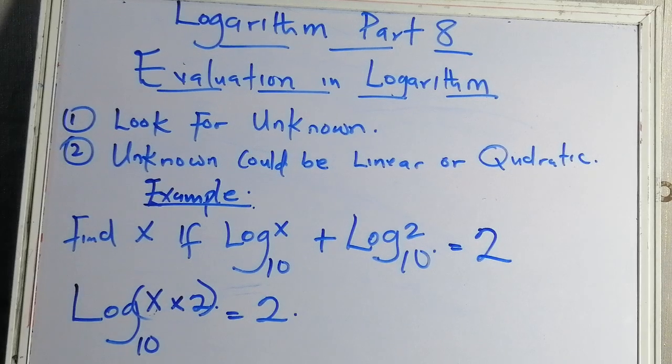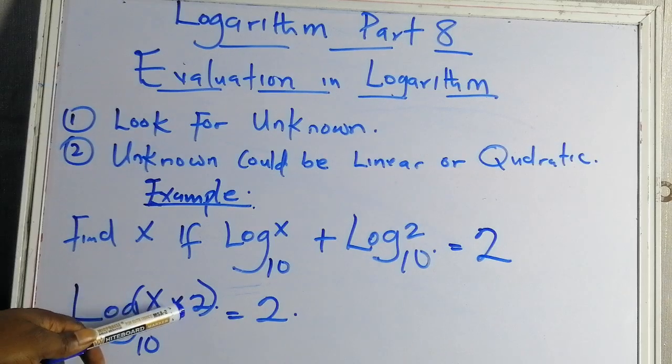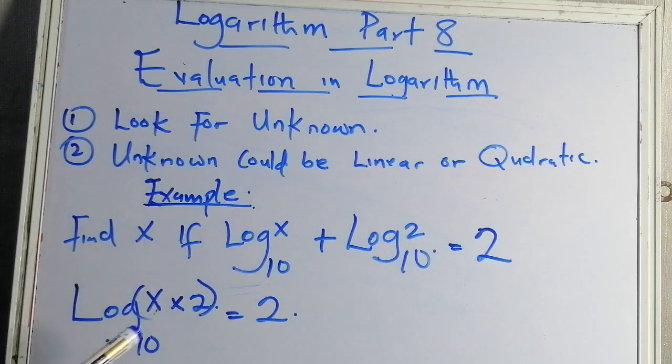That is the law of logarithm. Under the addition law, you pick one base, and after you pick one base, then you multiply the numbers. This is x times 2. Don't mix it up. This is a multiplication sign, and this is x. It's as simple as that.